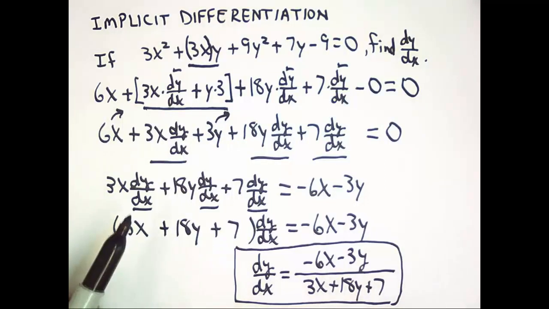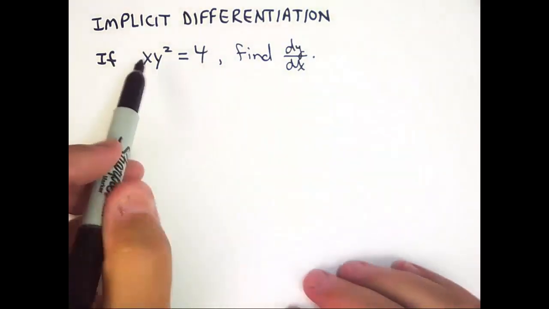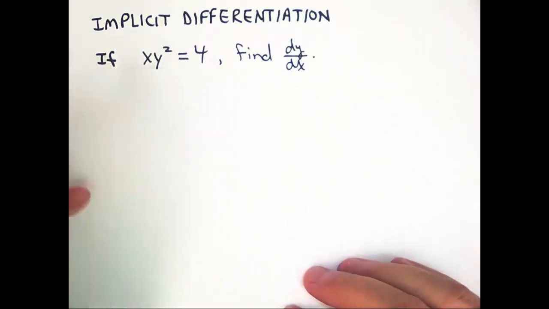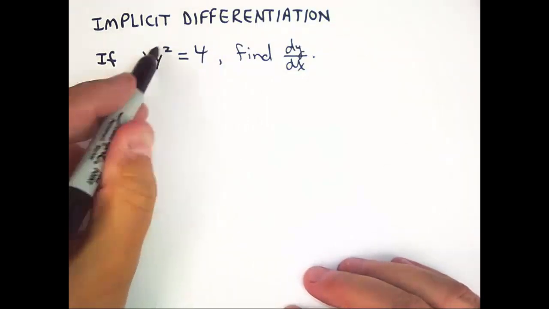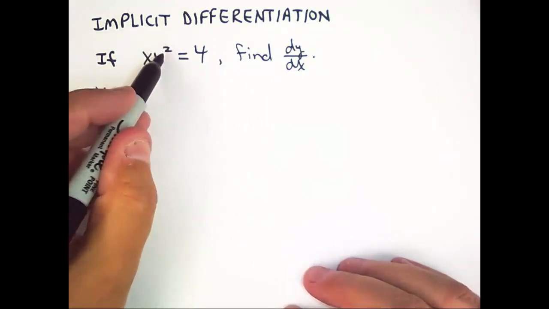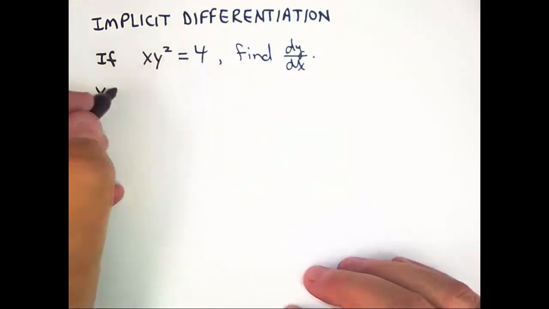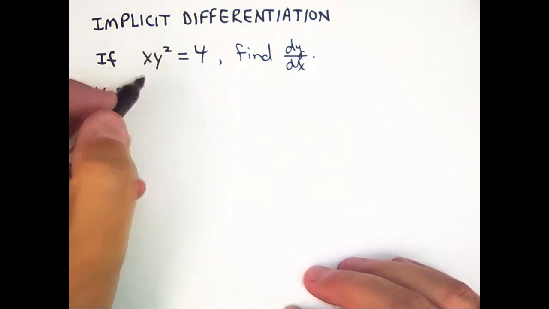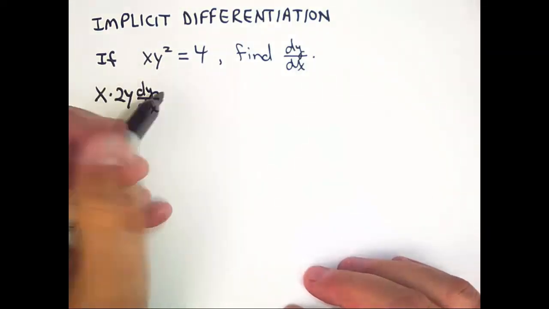Keep going. This time I have a product rule on the left. So the product rule says to find the derivative, I take the first factor, which is an x, multiplied by the derivative of the second factor. The second factor is y squared, but y is a function of x, so it'll involve the chain rule. So I get 2y, and the 2 comes down to 1, but then I have to take the derivative of the base, and the derivative of y is dy over dx. That's the first half of the product rule.